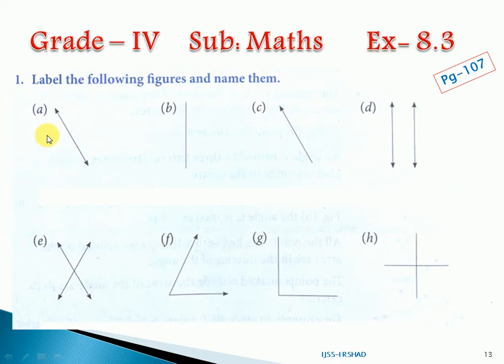So let's see how I am naming here. Here I have given X, and at this point I can give Y. Now I have to name this line. What kind of line is this? Can you guess what this is?